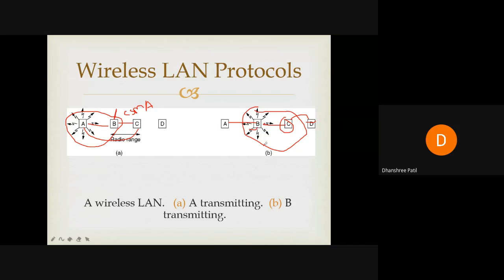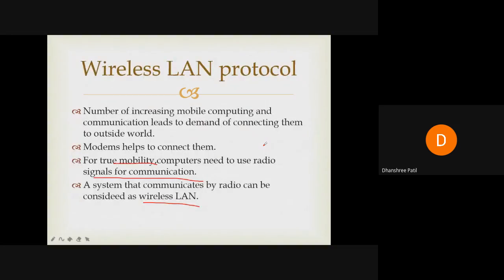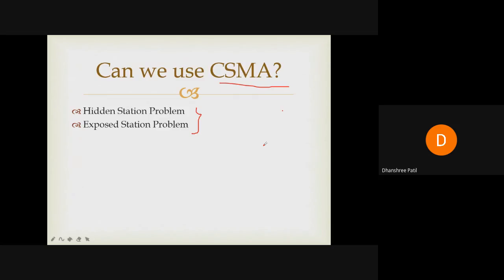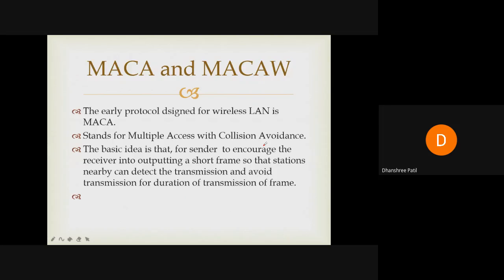In case of wireless LAN, if CSMA is used, these two problems can arise. Now, how to overcome them, and what is to be done in wireless LAN protocols to avoid collision? Two protocols are specially designed for wireless LAN. These are called MACA and MACAW. MACA is nothing but multiple access with collision avoidance. These are the two protocols which are specially used for wireless LAN.